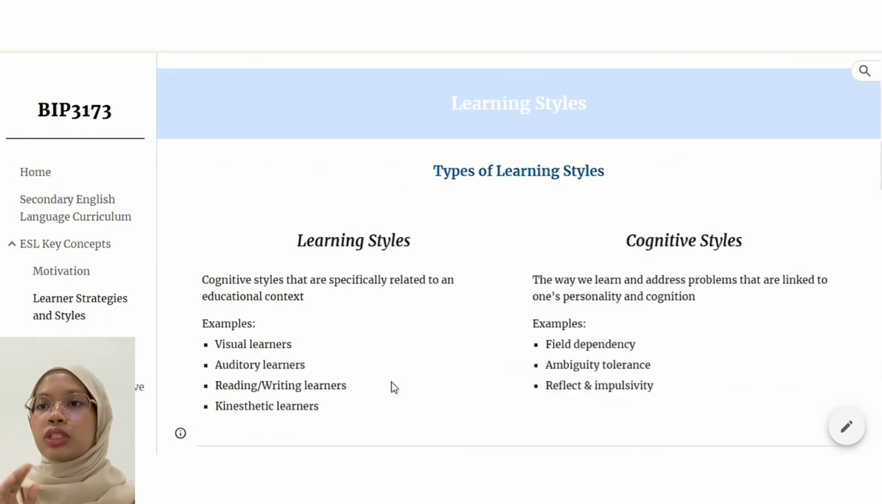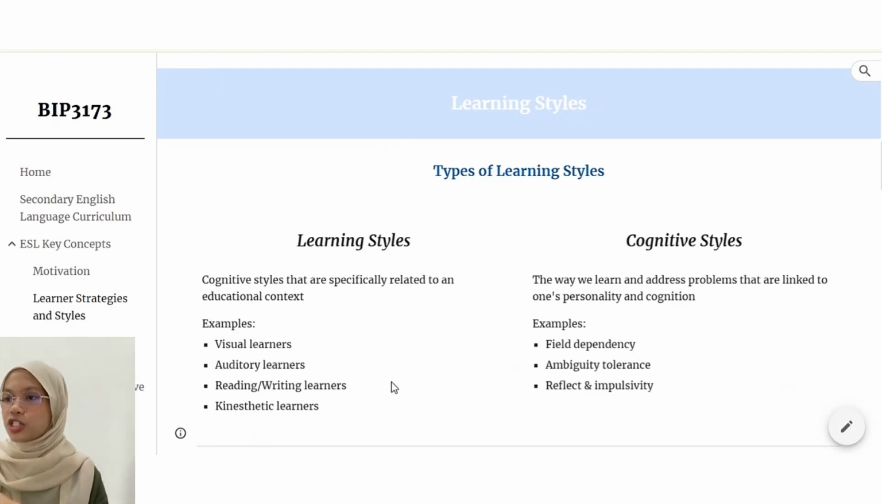There are two types of learning styles, which is learning styles and cognitive styles. Why are they different? It is because cognitive style is the way we learn and address problems that are linked to one's personality and inclination, which is something that is just deeply ingrained in a person. Meanwhile, learning styles are the cognitive styles that are specifically related to an educational context.